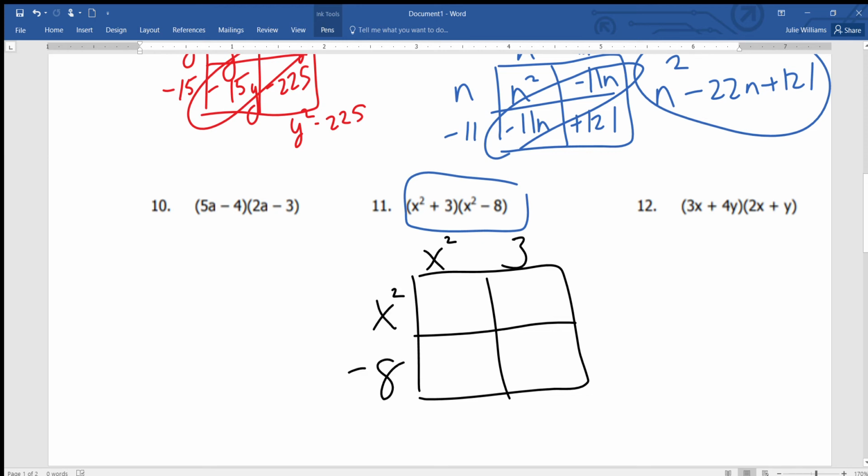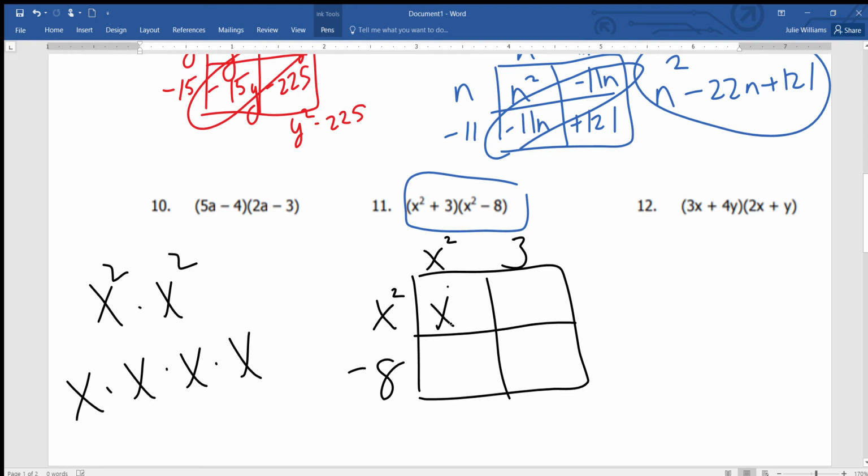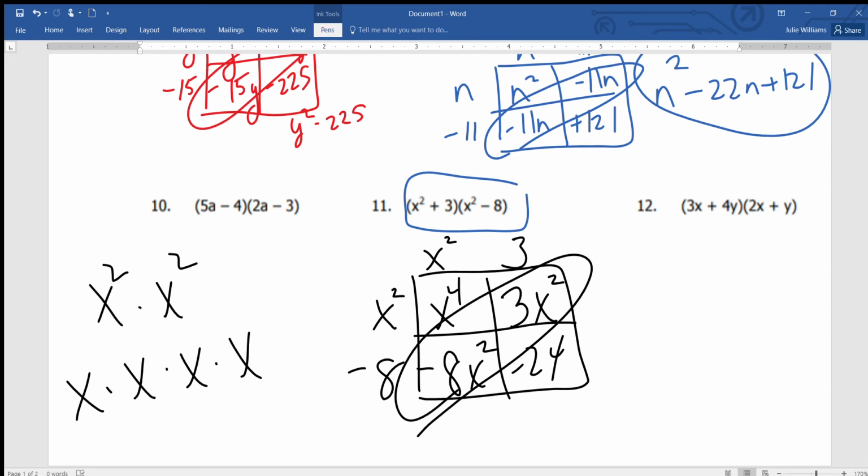X squared times x squared is not 2x squared. Not. Remember, you're multiplying x squared times x squared. That is x times x times x times x. That is x to the 4th. 3x squared, negative 8x squared, negative 24. These guys are like terms. So, final is going to be x to the 4th minus 5x squared minus 24.